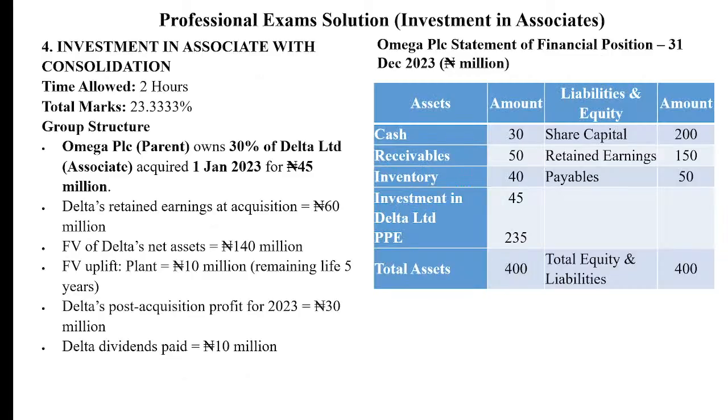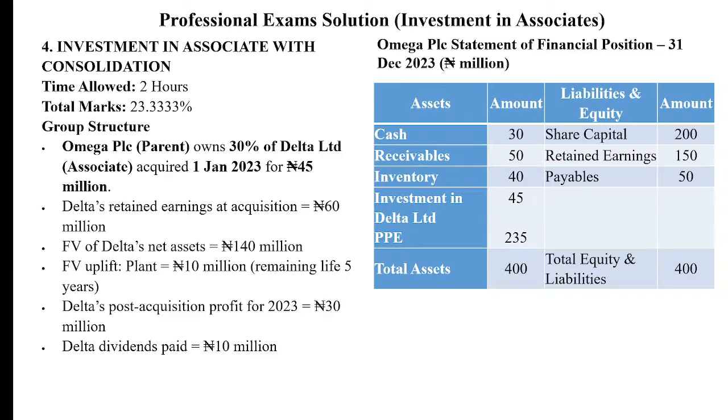So this is one of the simplest questions that you face. Now, take note of this. Delta's retained earnings at acquisition is 60 million naira. Then we have a fair value of Delta's net assets, 140 million. You should already know that since there is fair value of net assets, you may not consider the retained earnings again in order to include it as part of the net assets. And then the uplift on plant, 10 million.